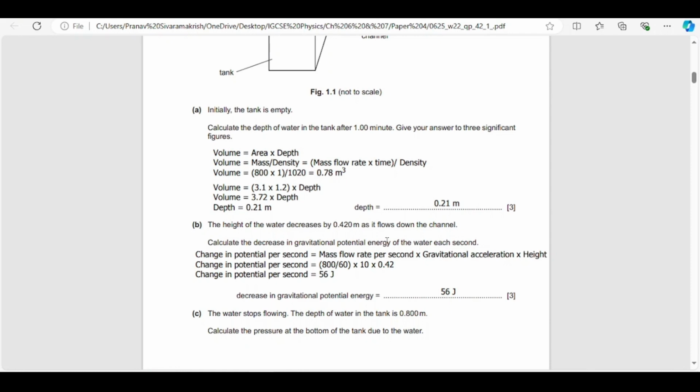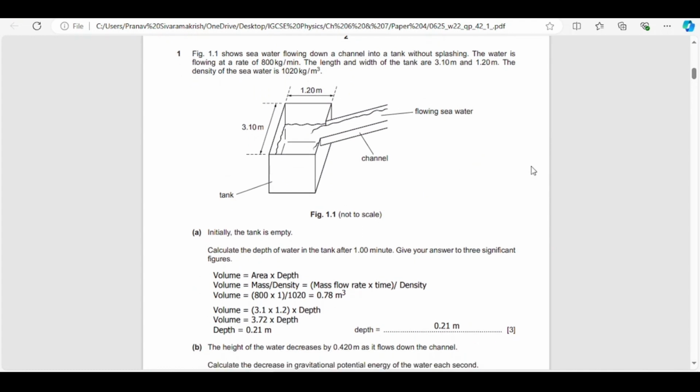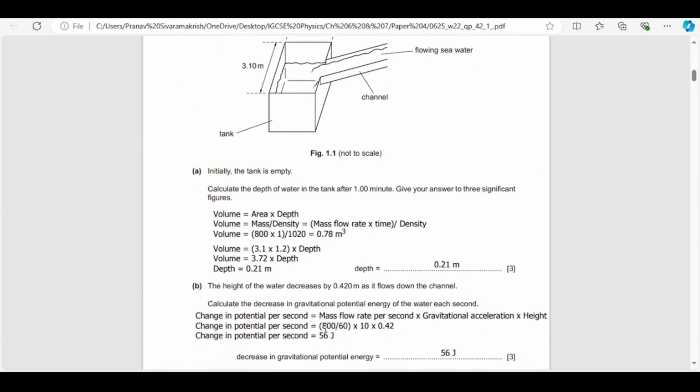Because we have a flow of mass and it's not a constant mass, it's the flow of mass that's going to give us how much the gravitational potential energy is decreasing every second. So we've got the mass flow rate per second. Remember though that we said it was 800 kilograms per minute. If that's per minute, a minute has 60 seconds. So each second, if we want to find out the amount of mass that's flowing, we divide 800 by 60, which is what I've done here.